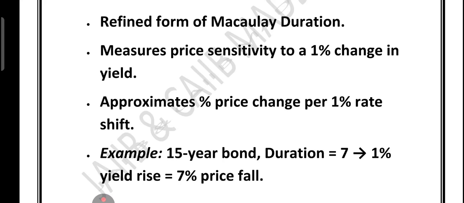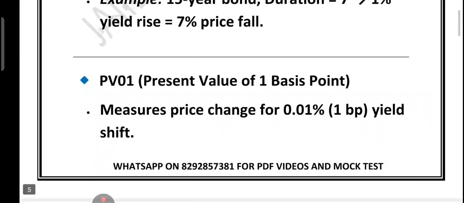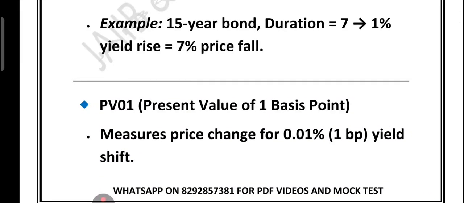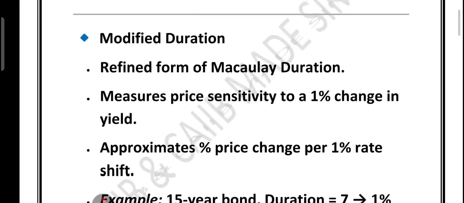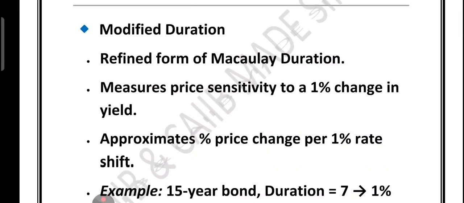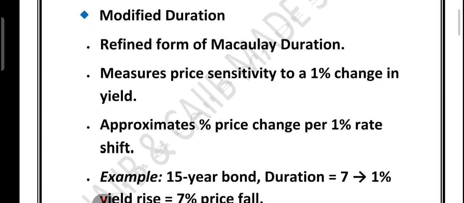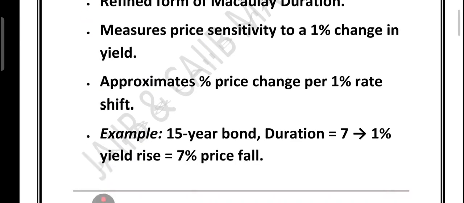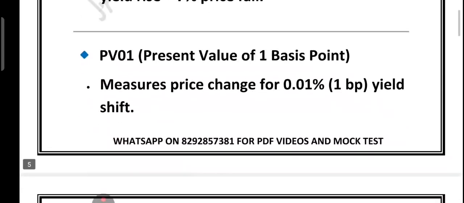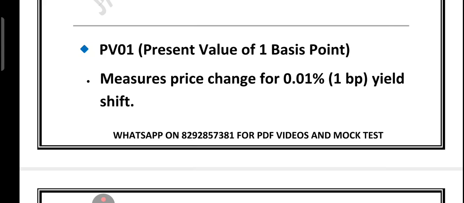So basically, the higher the duration, the more sensitive the bond, and the bigger the price change with every rate movement. Remember, this is the basic equation. Let's quickly revise the key points. We started with modified duration, which is a kind of improved Macaulay duration. It shows the percentage price change for a 1% yield change. A 1% rise in yield means the price falls roughly by the duration percentage. Higher duration means more price sensitivity. I hope this is crystal clear now.